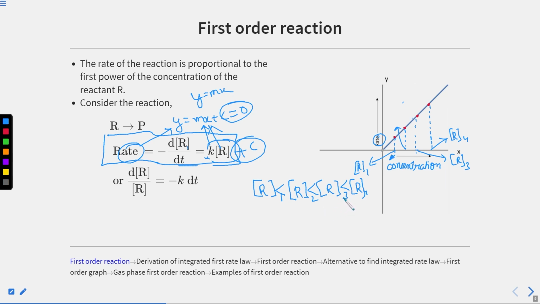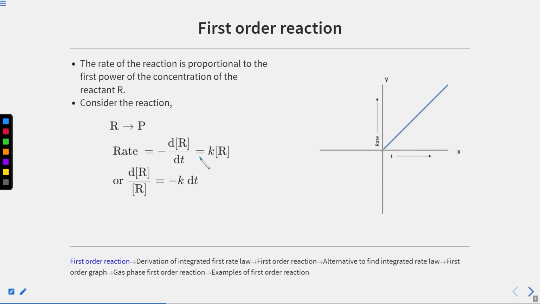So we have seen a straight graph for y = mx, and we have got our differential rate law, which we have seen earlier also. The differential rate law goes like this: minus d[R]/dt = k[R]. Further rearranging the coefficient, we get this. Keep this equation in mind.